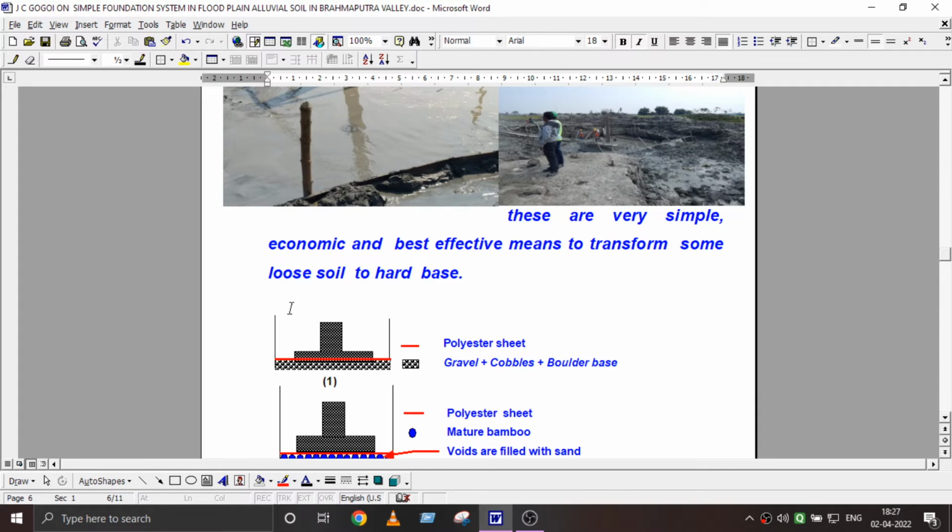This is boulder, gravel boulder filling to make it a little hard. This was successfully used in many places under my supervision, many places in Bongaigaon, and I have used this technique in a lot of places.